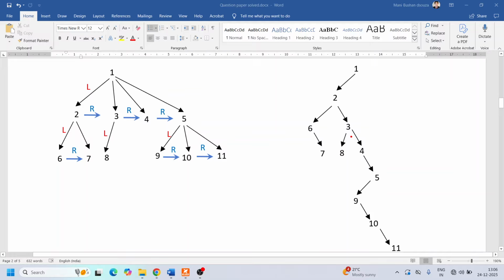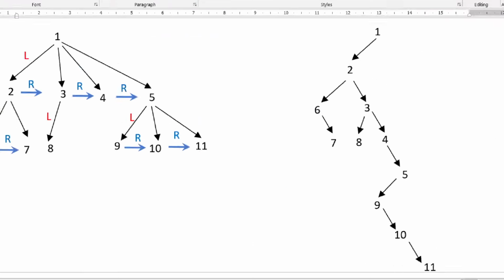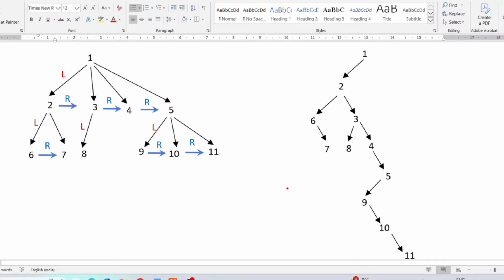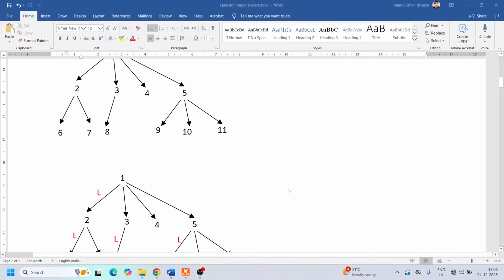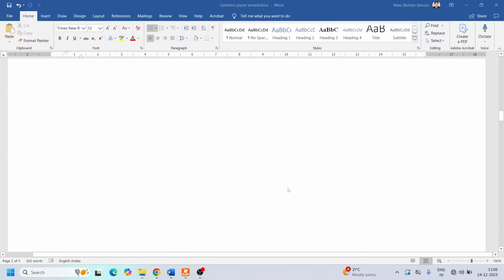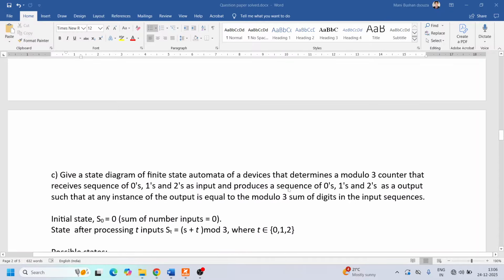You notice that for any node, the maximum number of children will be 2. At maximum you can have only 2 children. So this is the binary tree of the given tree. So this is the question, and this is the solution for that question.